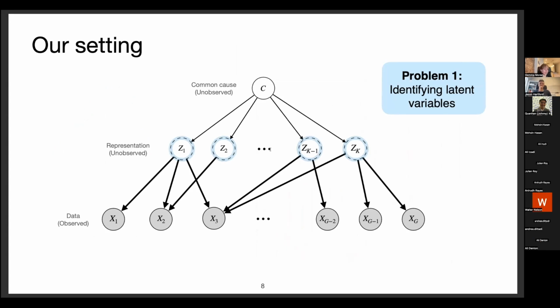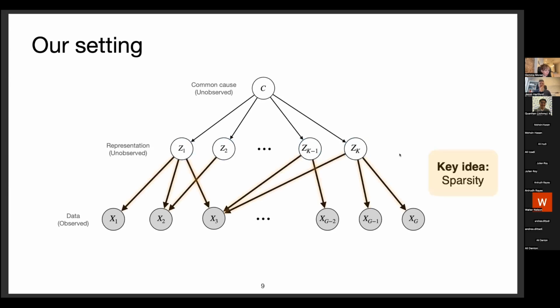Can we actually identify these latent variables, and what assumptions are we going to make in order to identify these? And so, as Jason mentioned, our approach leverages sparsity to identify these latent variables. And it's a particular kind of sparsity that is in the mappings from this latent space, these latent variables, to the observed data. So it's sparsity among these edges from the latent Z to the observed data, X.